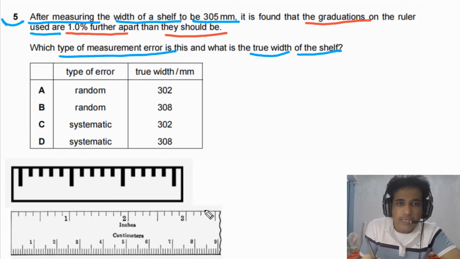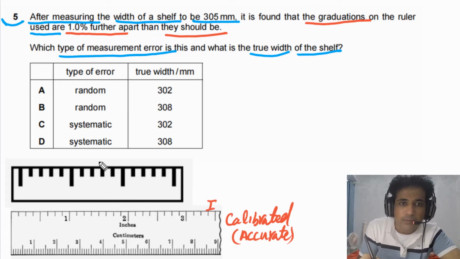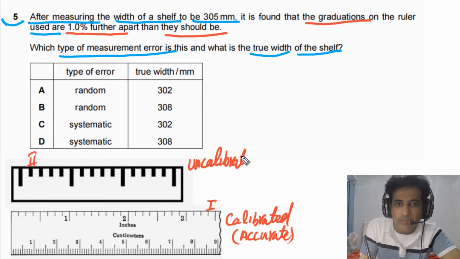We have 2 meter rules here. The first one is calibrated. If we take a reading with the help of this one, we will get an accurate reading. So simply we can say accurate. And the second meter rule is uncalibrated. It means it has some problem with its scale. So in this case, if we take readings, we will get incorrect readings.